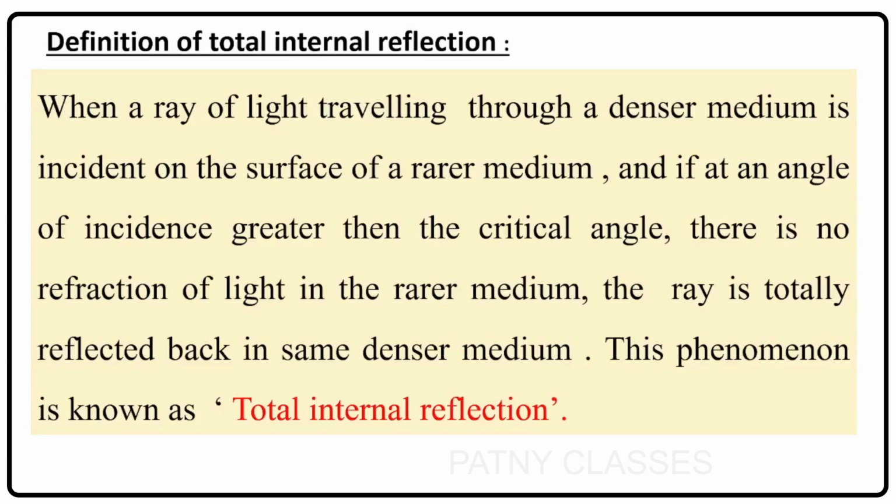Now let us define total internal reflection. When a ray of light traveling through a denser medium is incident on the surface of rarer medium, and if at an angle of incidence greater than the critical angle, there is no refraction of light in the rarer medium, the ray is totally reflected back in the same denser medium. This phenomenon is known as total internal reflection.